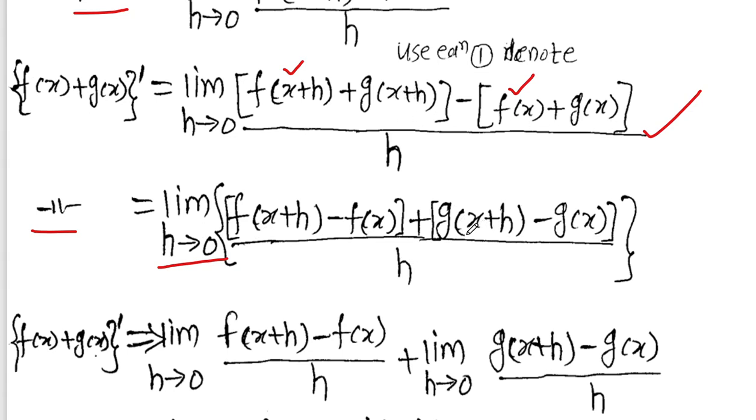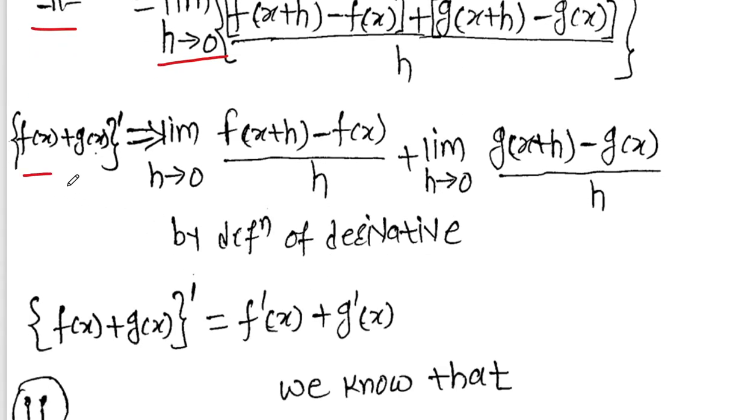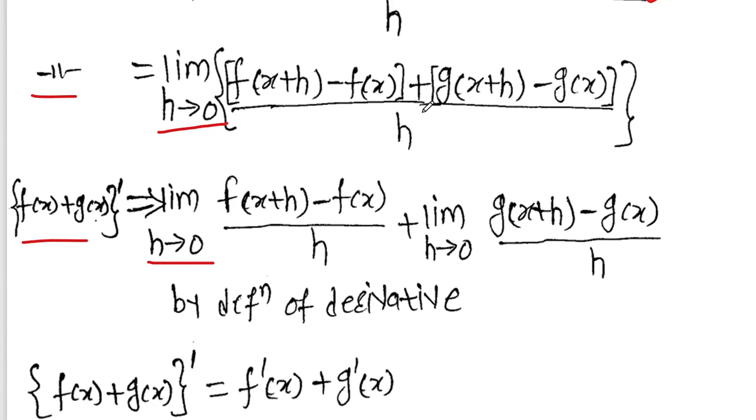So (g(x+h) − g(x))/h. Okay, what is the next term? So the left hand side is as it is, equal to the limit as h tends to 0. Okay, so we will separate this term and take the limit of both terms.